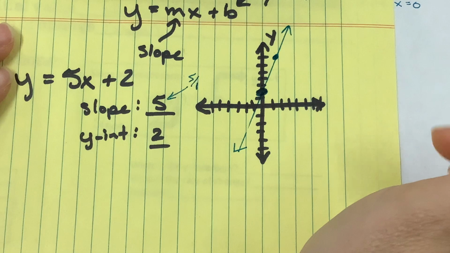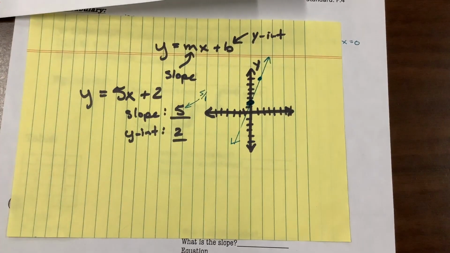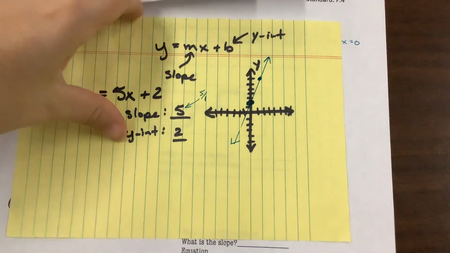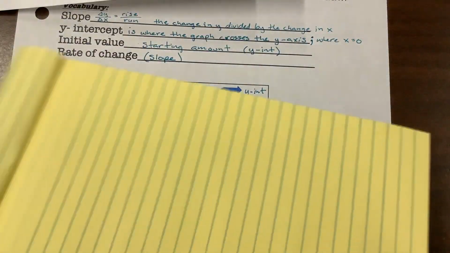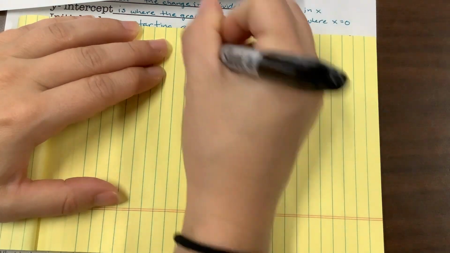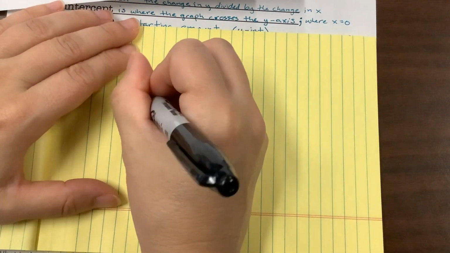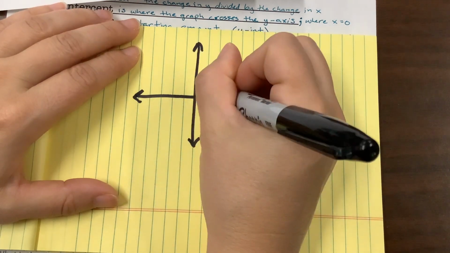Okay. We can also do that in the reverse. I can give you a graph, and you should be able to read off of that graph the slope and the y-intercept. Okay, so last week you were given a graph and you found the slope. This week we're just adding one more component to it, and that's where is that y-intercept located?